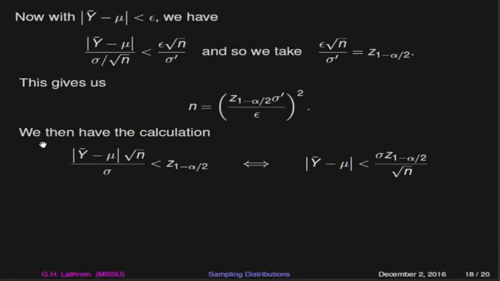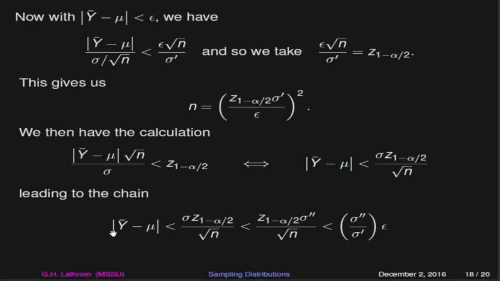So now let's see what happens. Back in our previous calculation, if we do our probability that y bar minus mu over sigma over root n is smaller than z of 1 minus alpha over 2, then multiplying both sides by sigma and dividing by root n, we end up with this expression. Now, we want the absolute value of y bar minus mu. If we plug in the values that we know, our upper estimate for sigma is going to be sigma double prime.